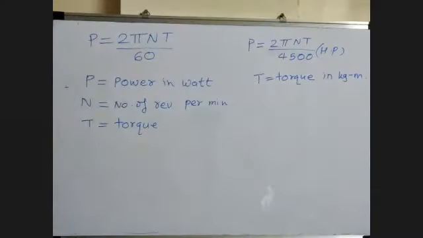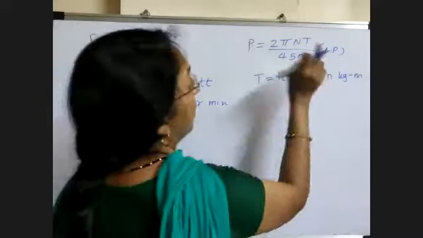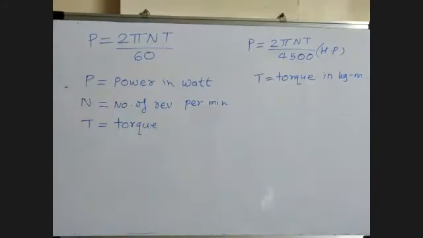And this torque is in kg meter. Have you understood? So this is the formula of power in horsepower, and this is the power formula in watt. The main purpose of a shaft is to transmit power from one shaft to another.